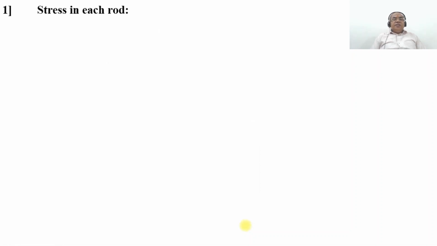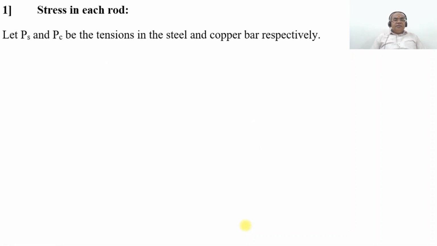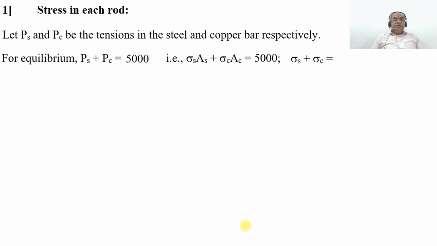Now when you want to find the stress in each rod, let PS and PC be the tensions in the steel and the copper bar. From the equilibrium condition, PS plus PC will be equal to 5 kN, that is 5000. So what is PS? PS is nothing but sigma S into AS plus sigma C into AC is equal to 5000. So sigma S plus sigma C will be equal to 15.9155.